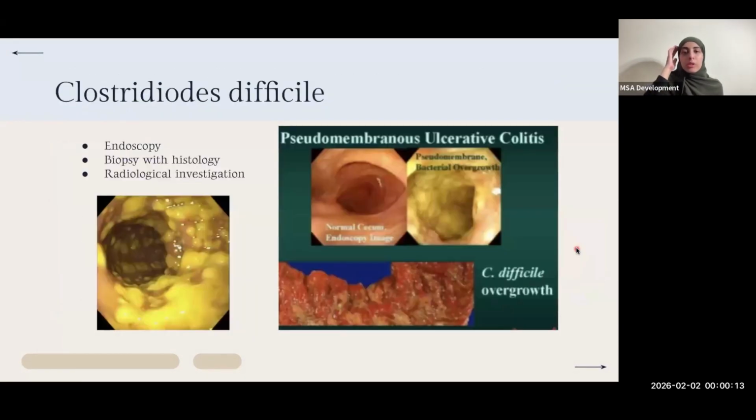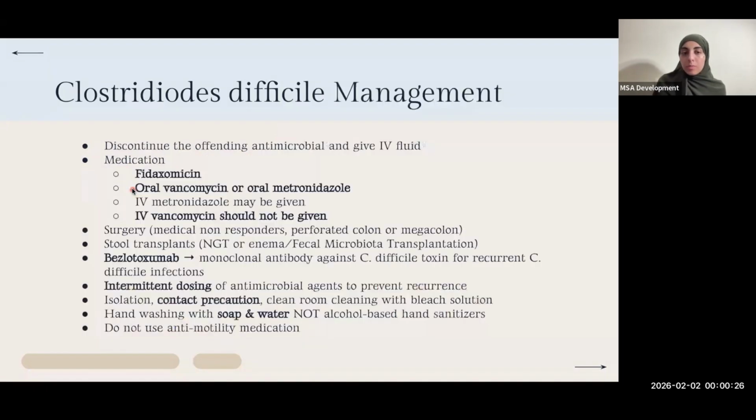Now, other things you can do to diagnose C. diff, you can do endoscopy. You would see this picture, this pseudo membrane, okay? You can do biopsy with histology, and you can do some radiologic investigation.